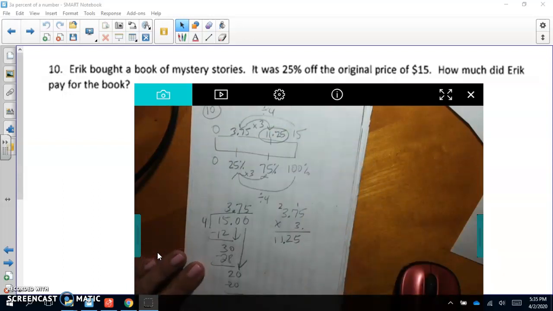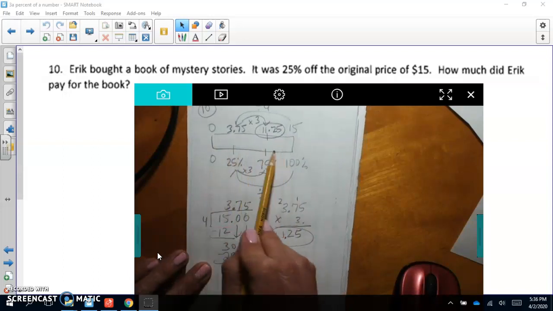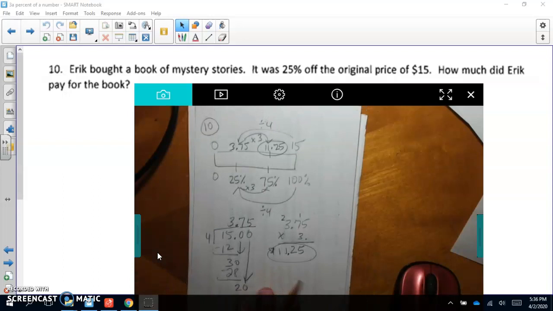$11.25. So Eric paid $11.25 for the book because he's got to pay the 75%. This is the discount part, the 25% that he saves. Okay, so that is number 10.